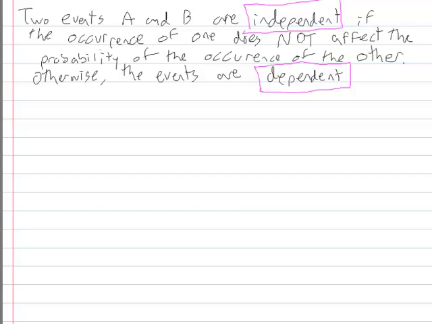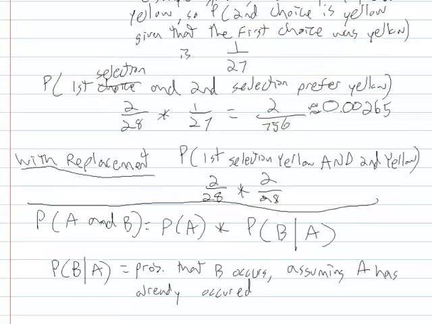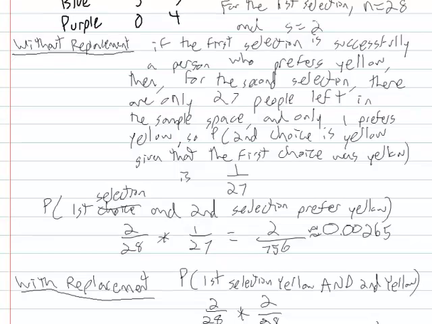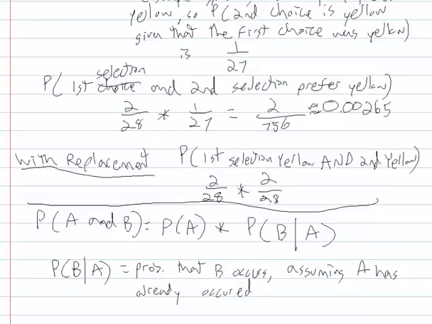But if we're doing it without replacement, so we don't put that name back in the hat, well then there's only 27 people left and only one of them prefers yellow, so that changes the probability of the second choice. So if the first person chosen does prefer yellow, that affects the probability that the second person will also be yellow, if we are not replacing the names.